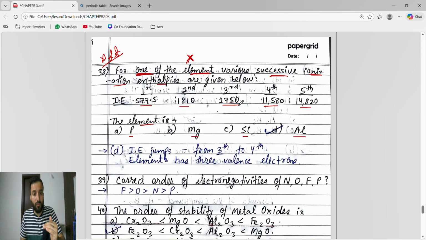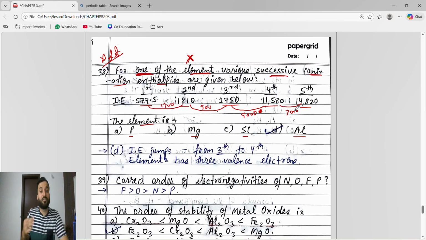From which value of ionization enthalpy is there a higher jump? Let's see. From here, guys, 577 to 1800 means a jump of around 1300. Here 1800 to 2700, a jump of around 900. 2700 to 11,000, a jump of 9,000. Again 11,000 to 14,000, a jump of 3,000.